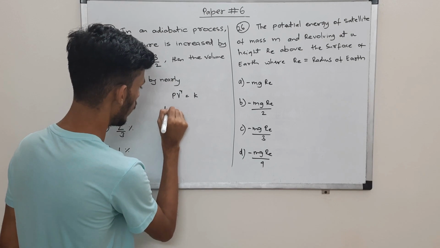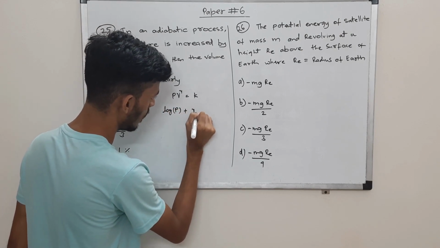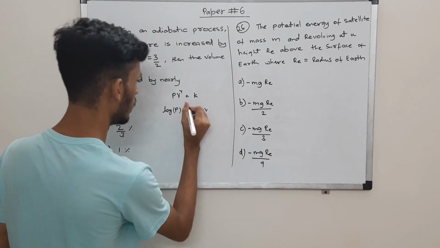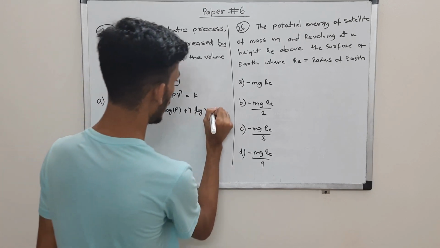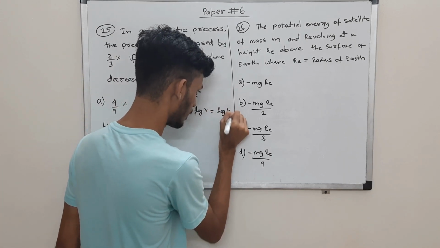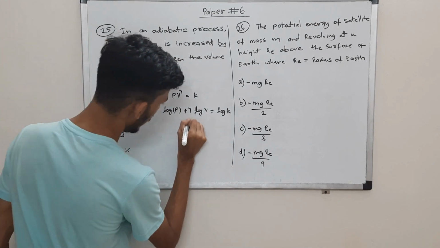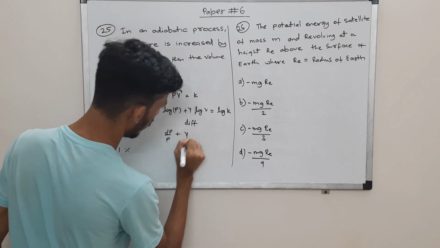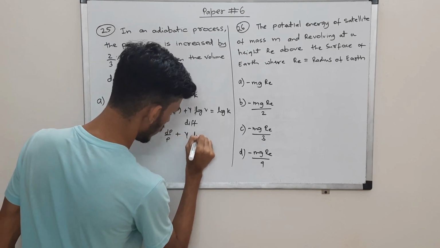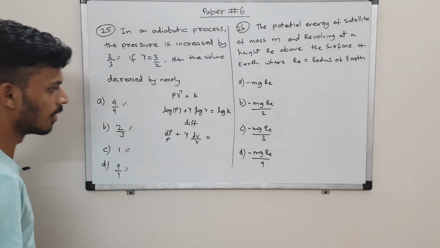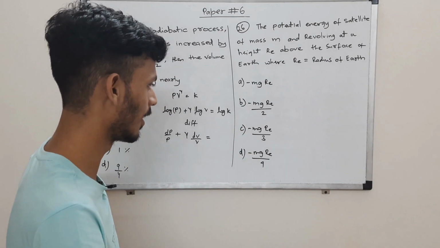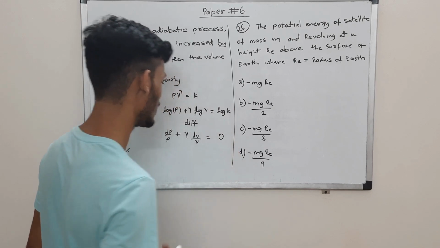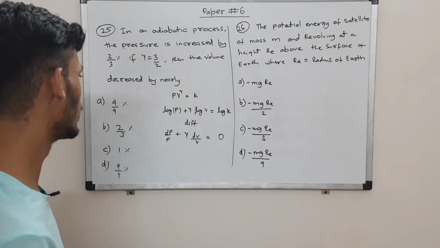Now I'll take log of P plus gamma log of V. Using the properties of logarithm, you can bring gamma down, and this will be log of K. Now differentiating, we'll get 1 upon P dP, and for log of V, 1 upon V dV, plus gamma. On the right, log K is basically a constant, and differentiation of a constant is 0. So that was the catch point. Here you are just supposed to solve now.